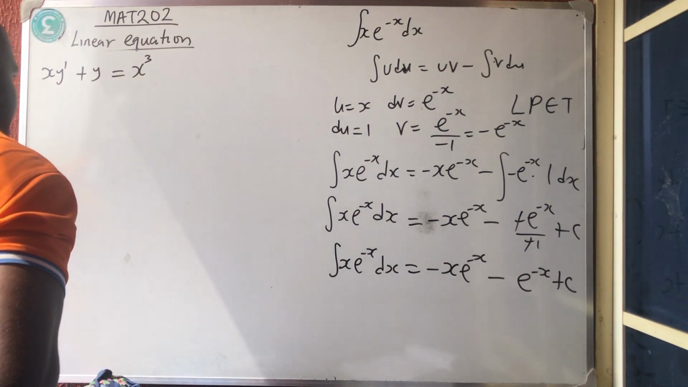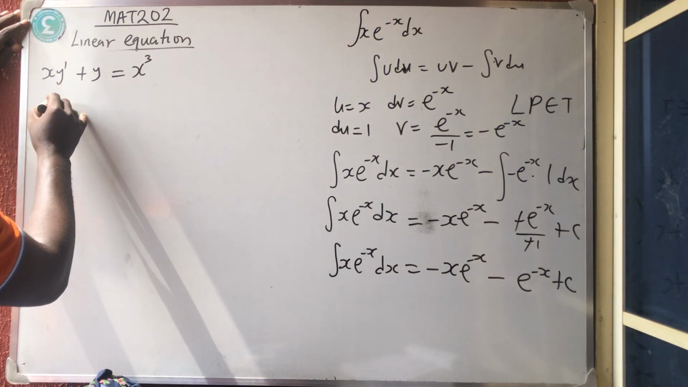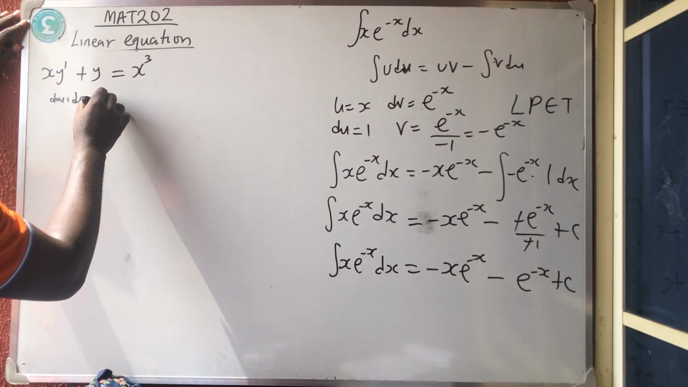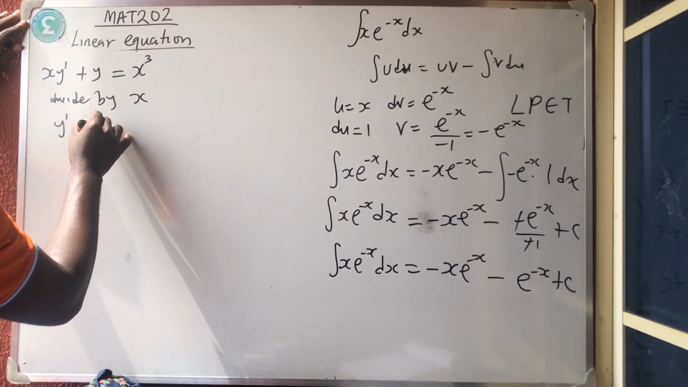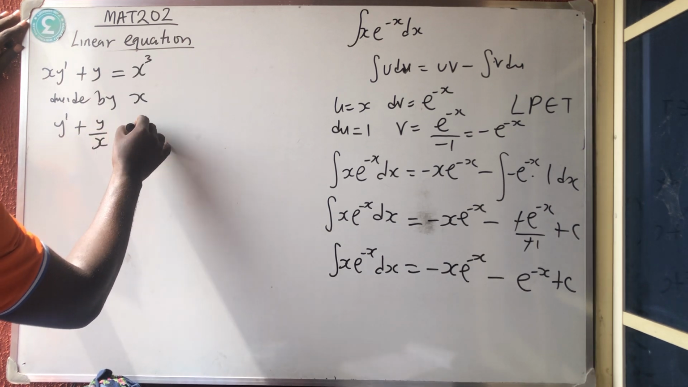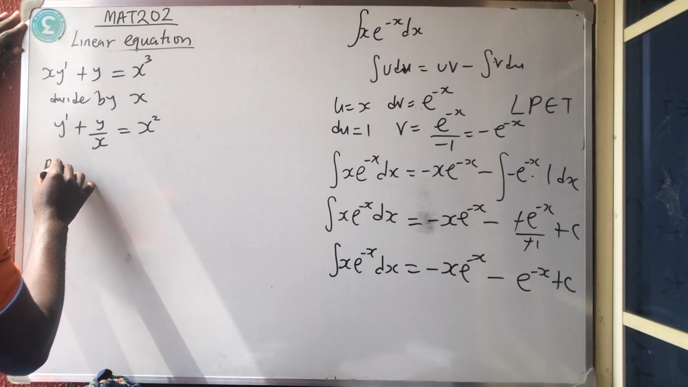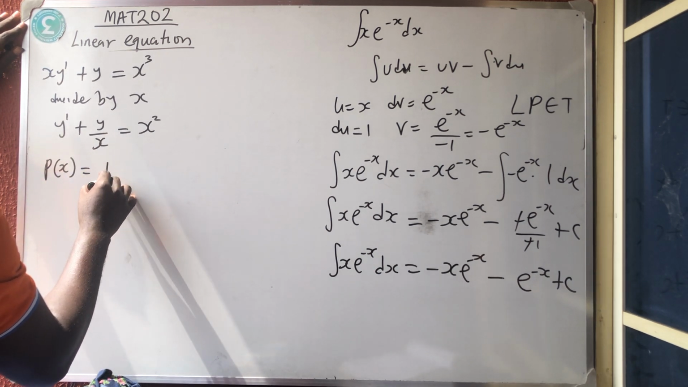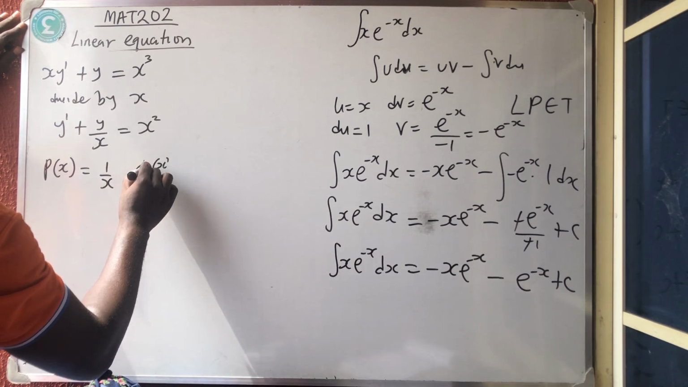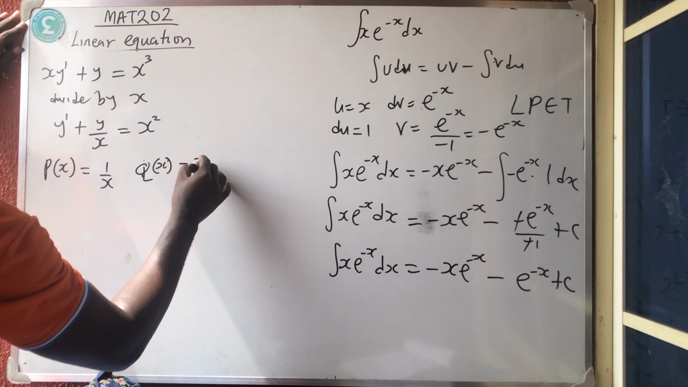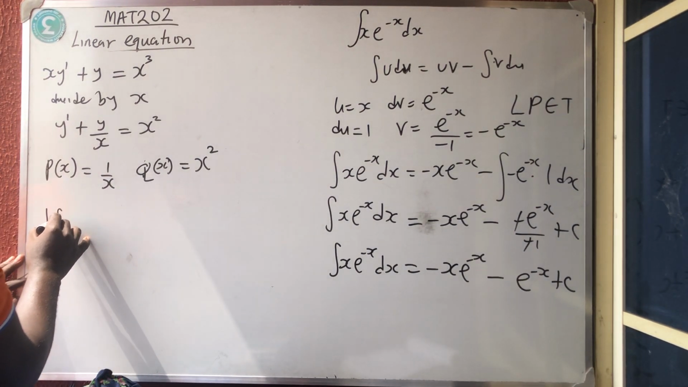So what do we do? I told you that before you get your p of x and q of x, the coefficient of y prime must be 1. So let's divide everybody by x to have y prime plus y over x is equal to x squared. I divided everybody by x. So from here, my p of x is 1 over x, which is the coefficient of y, and my q of x is the right hand side, which is x squared.